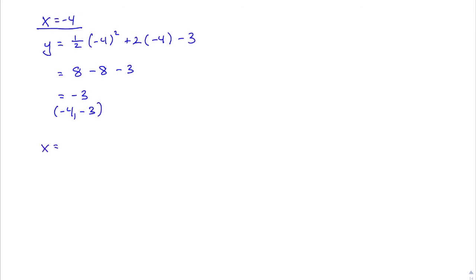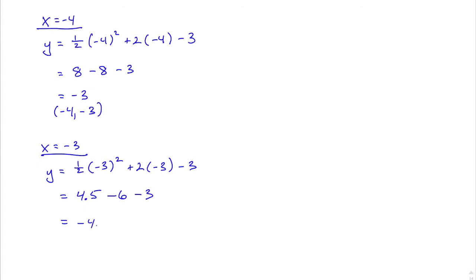Now working with an x value of -3. The y value will be 1/2 times -3 in parentheses squared plus 2 times -3 minus 3. -3 quantity squared is 9, so we have 9 times a half, which is 4.5. 2 times -3 in the center is -6, and then we again have minus 3. 4.5 minus 6 minus 3 will give us -4.5. And so we have an ordered pair of -3, -4.5.